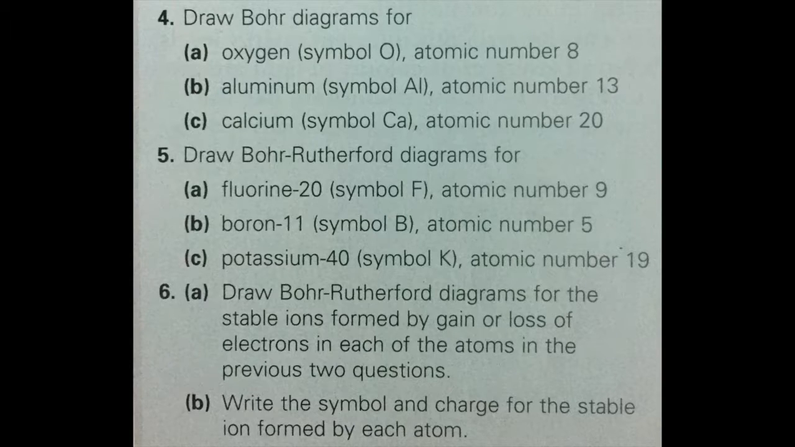6. A. Draw Bohr-Rutherford diagrams for the stable ions formed by gain or loss of electrons in each of the atoms in the previous 2 questions. B. Write the symbol and charge of the stable ion formed by each atom.